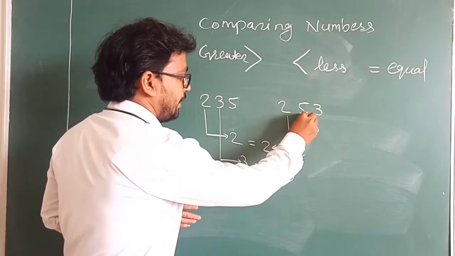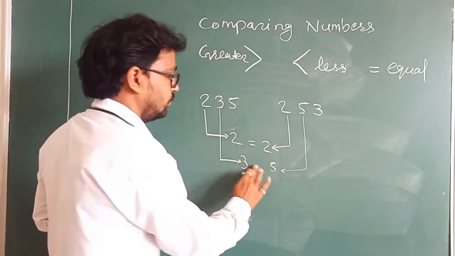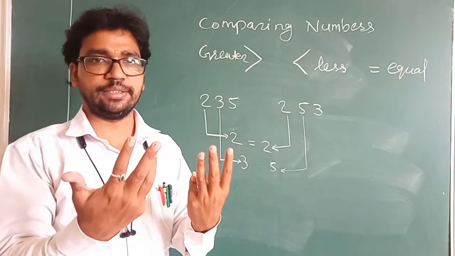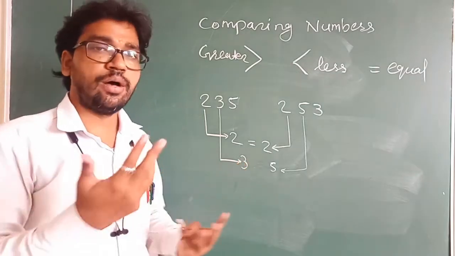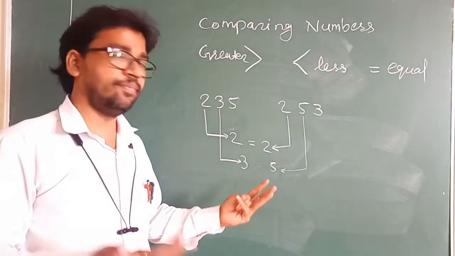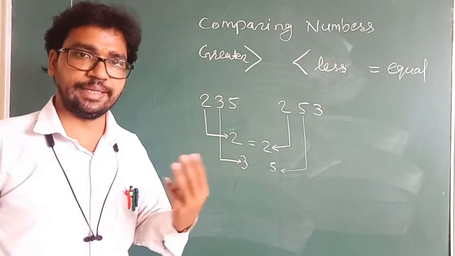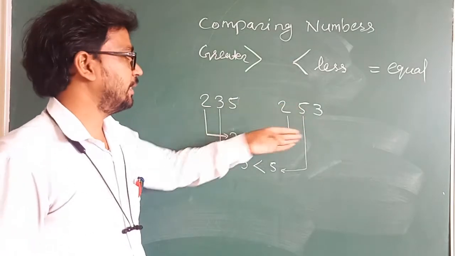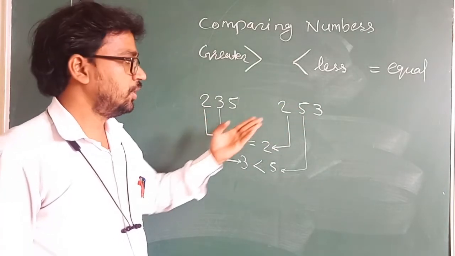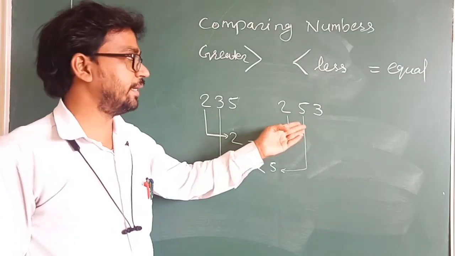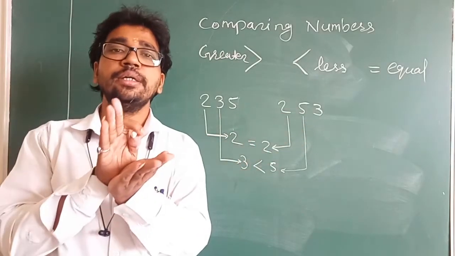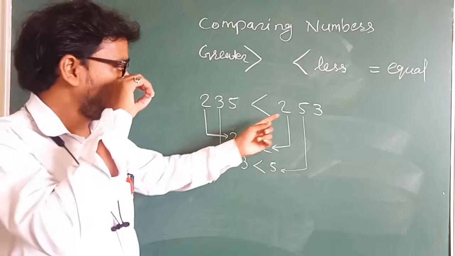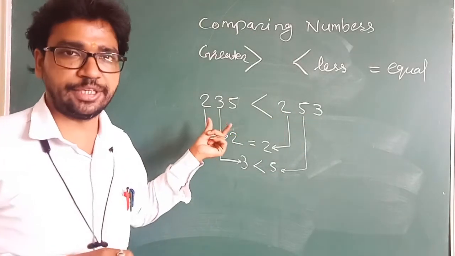Here it is 3 and here it is 5. Which number is bigger, 3 or 5? Suppose 3 chocolates are there and 5 chocolates are there. Which has more chocolates? 5 chocolates are more than 3. So 5 is greater, which means this number is greater than 235. If it is the greater number, then we show the crocodile mouth towards the bigger number. So this 253 will be bigger than 235.